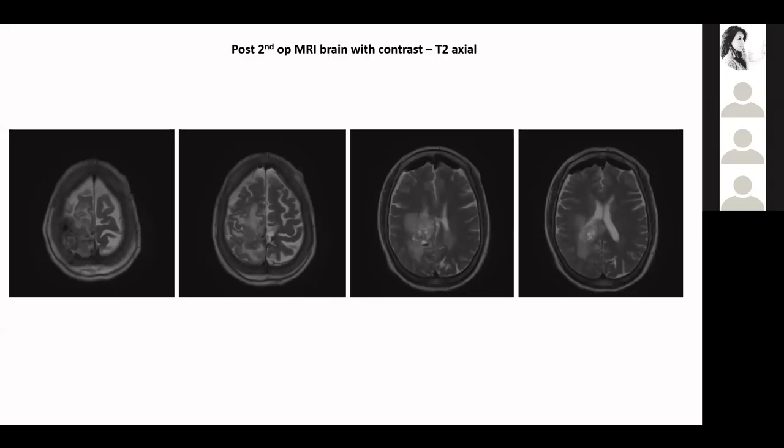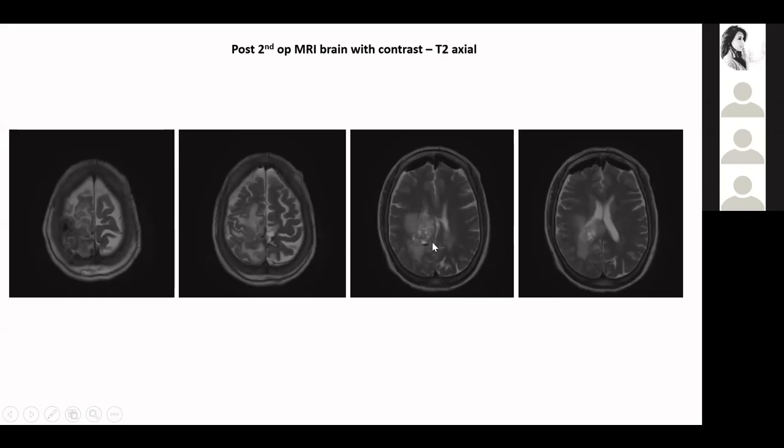There was vasogenic edema in the previous images as well, which I forgot to mention, in the sagittal T2 weighted images and these FLAIR images. So we can appreciate on these T2 weighted axial images that the lesion had increased in size. Most of it is resected, but there is still some heterogeneous solid looking component. There are few blood products which appear as T2 hypointense rim.